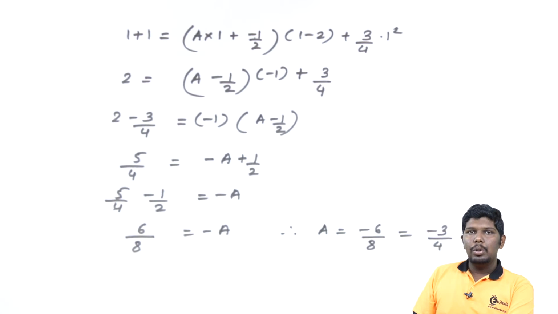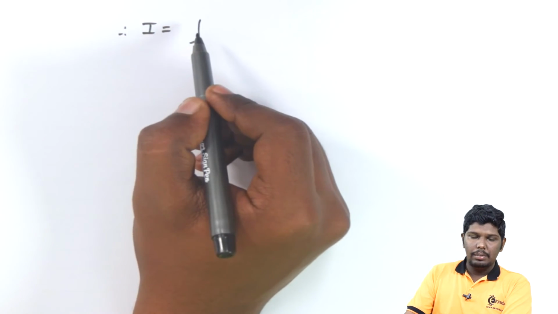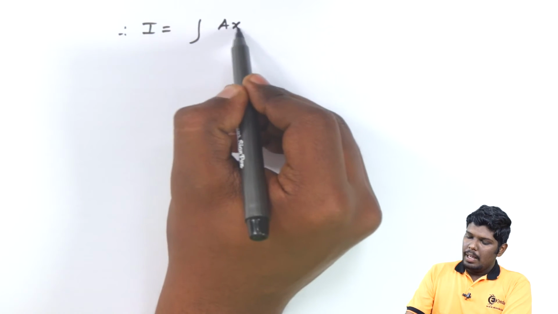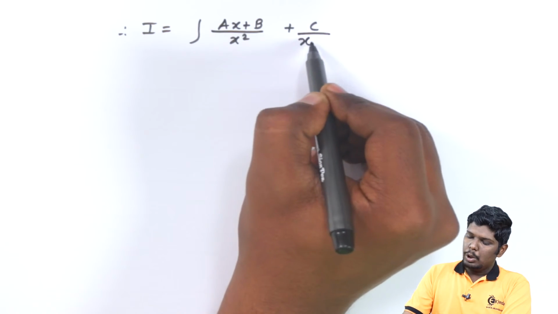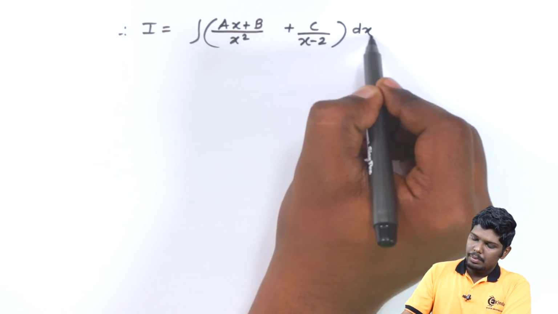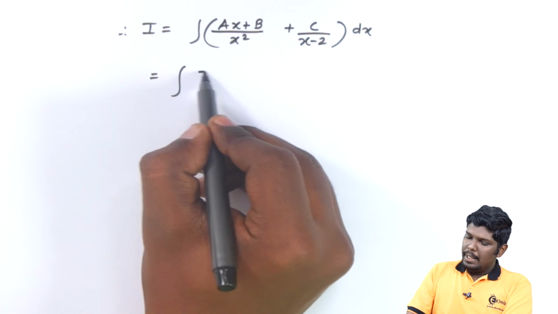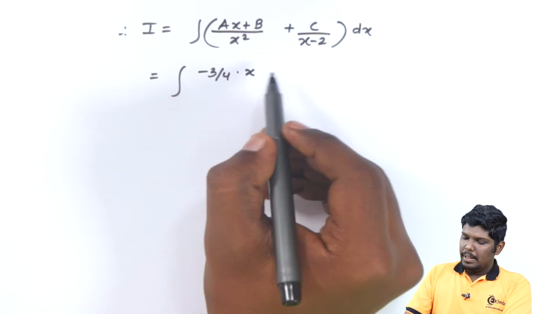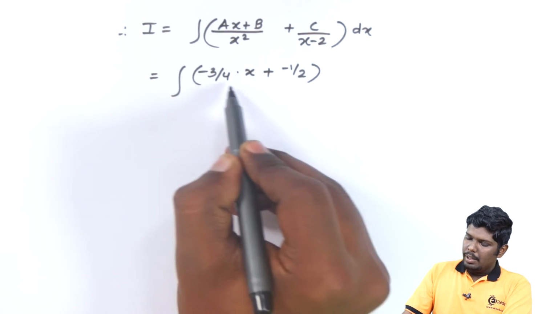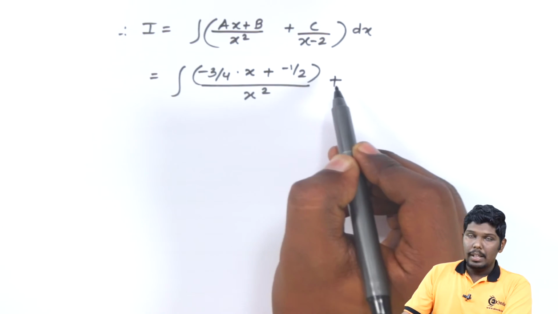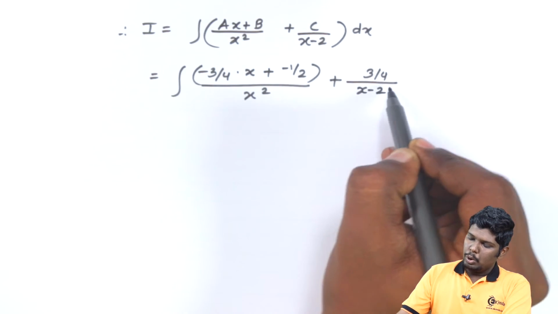Now let us substitute the values of a, b and c. Therefore I is equal to integral ax plus b upon x square plus c upon x minus 2. The value of a is minus 3 upon 4 into x plus the value of b is minus 1 upon 2 divided by x square plus the value of c is 3 by 4 upon x minus 2 dx.